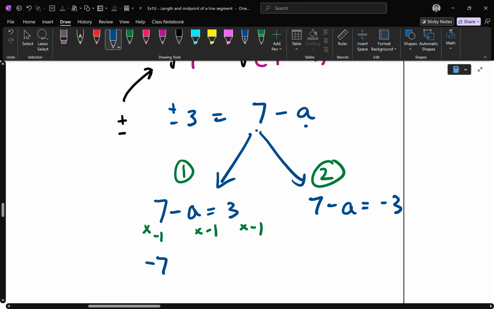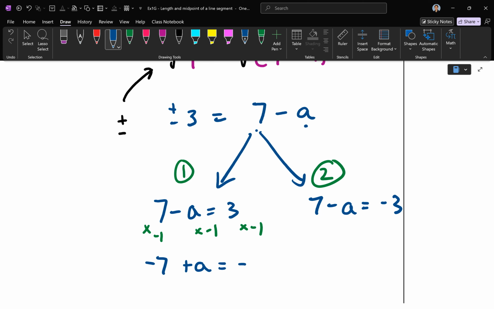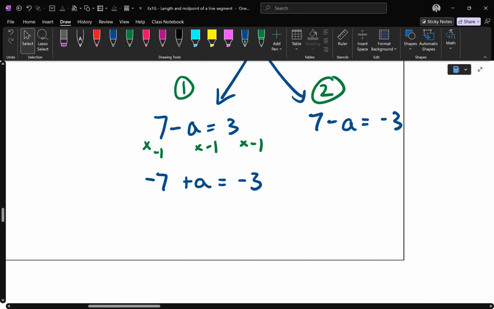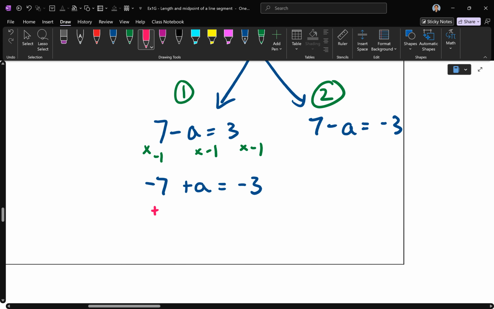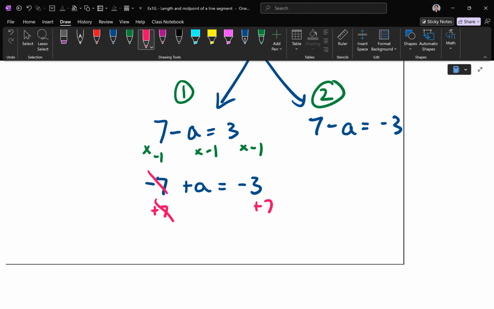I do that because this becomes a positive A, this becomes a negative 3, and then it's easier for me to solve from here, to say plus 7, because that's a minus 7. Negative 7 plus 7 cancels out, and that tells me A is equal to negative 3 plus 7, which gives you 4, which is what you guys said before. Great. That worked if it was a positive 3.